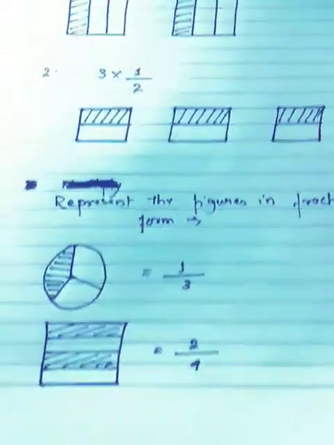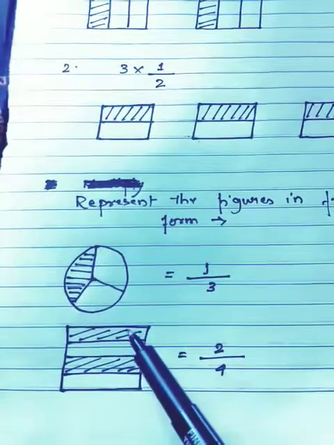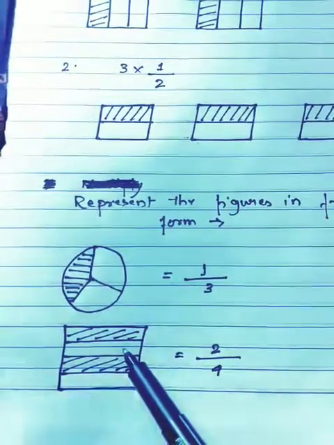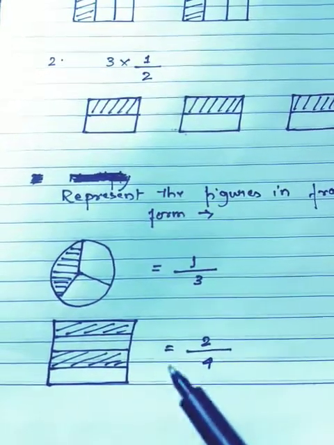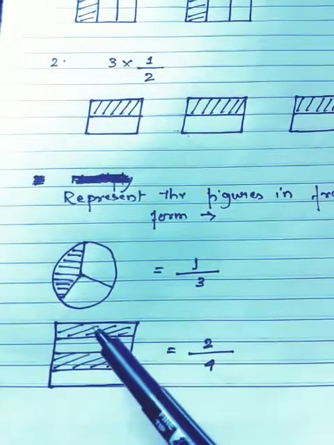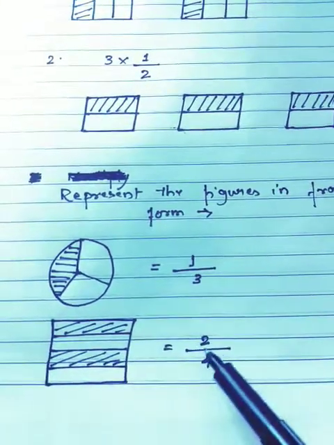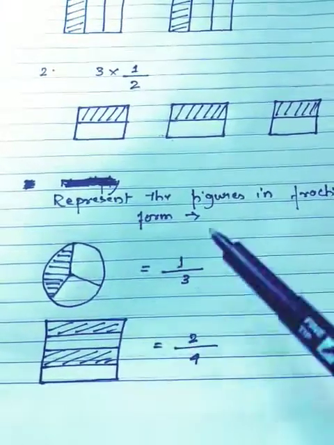This is as easy as this. Now just see how many divisions are there, students? 1, 2, 3 and 4. Isn't it? So I have written the denominator as 4. So how many parts are shaded? 1 and 2. So I have written 2. So this is how you represent figures in fractional form.